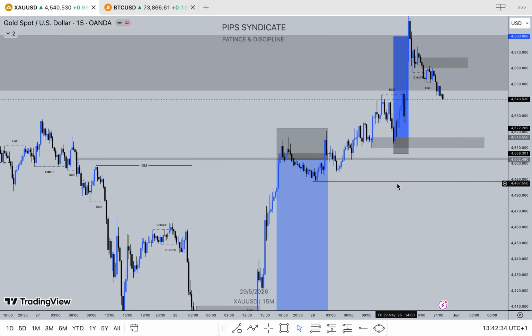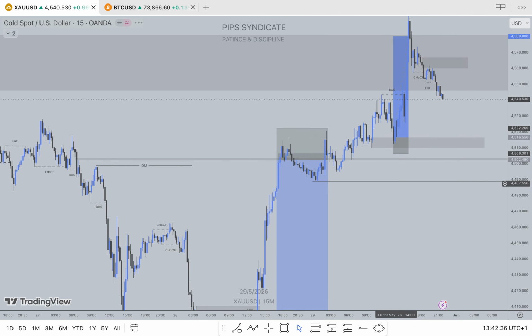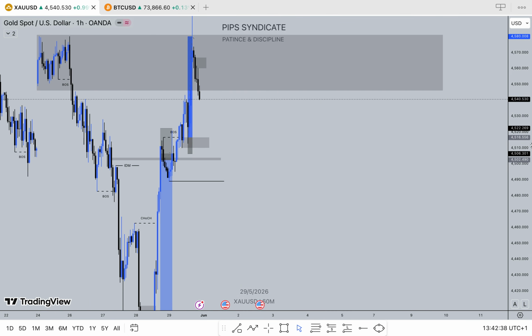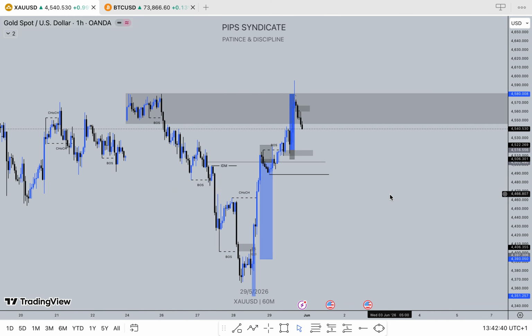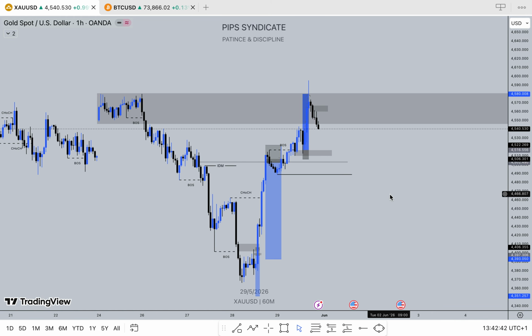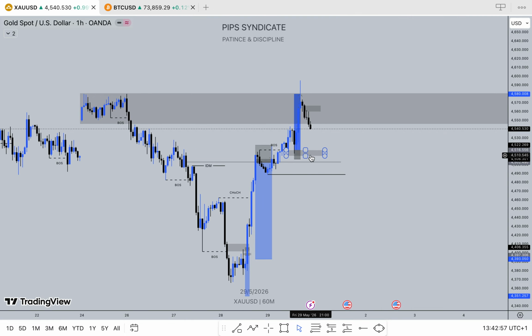Now let me walk you guys through how I took the last trade on the 1 hour from here. As you can see, after price broke this zone, we had a break of structure to the upside, which tells us, okay, yes, price is coming to this target here because we had an equal high on the 4 hour time frame at this level. So after that, we had a break of structure.